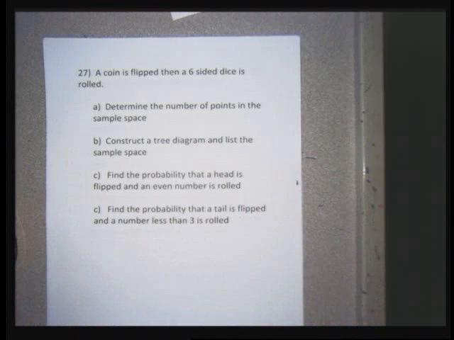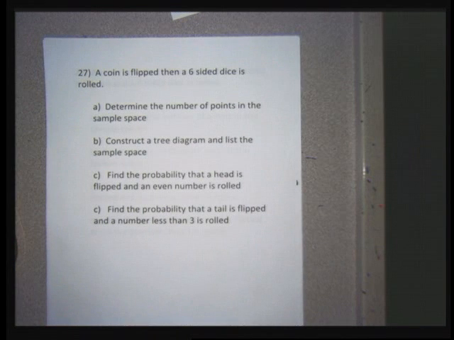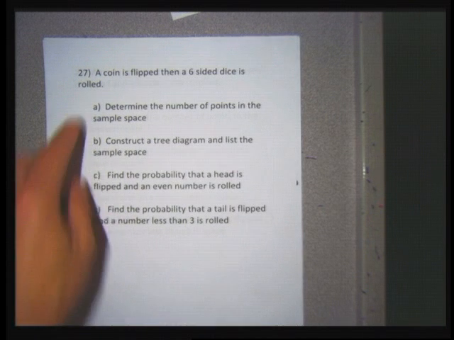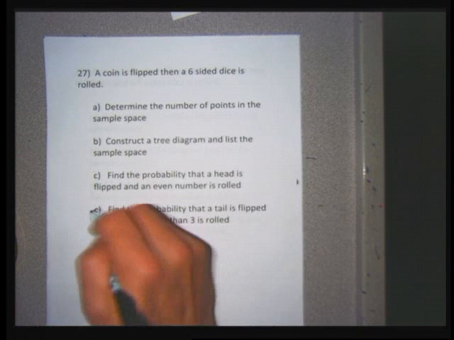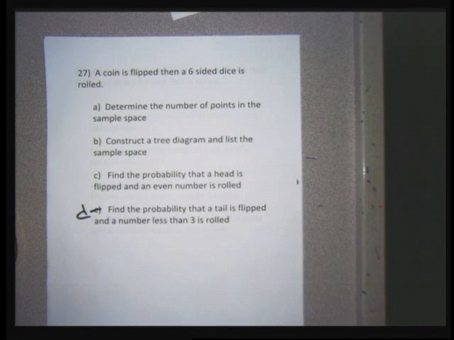Okay, this I'll do with a tree diagram. Problem 27: a coin is flipped, you can get a heads or tails, and then a 6-sided dice is rolled. You can get any number from 1 through 6. I think we did the sample space already, but you want to recreate the sample space, find out how many items are in the sample space, and then answer probability questions. That should be a D.